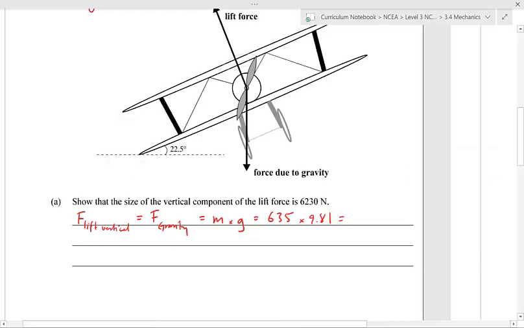6229.35 newtons, which to the correct number of significant figures here, which is 3, is 6230 newtons. Note that this is a show question, and I recommend giving the unrounded number first and then rounding it to the correct number of significant figures.